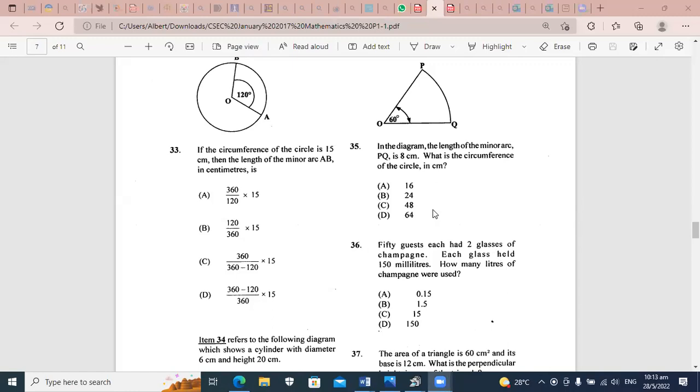So the question says the length of the minor arc. They give you the length of this, which is 8, right? And the formula for the length of a minor arc is theta over 360 times 2 pi r. But here, there are actually two ways of getting this answer. We know that theta is 60.